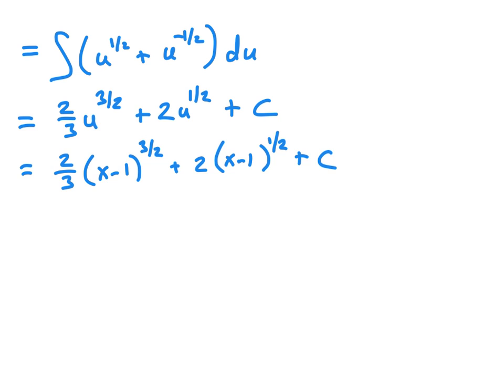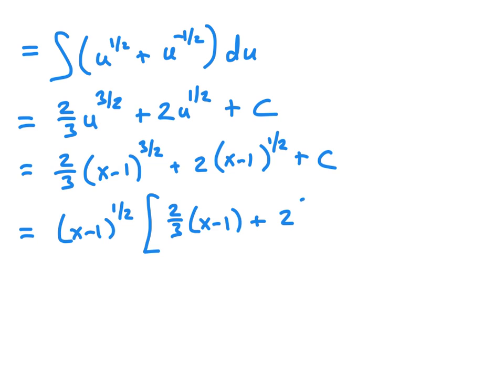It is a function in terms of x, and the derivative is going to be the value in our original integral, x over the square root of x minus 1. But we could simplify this a little bit more just to make it a little bit cleaner. If we wanted to do that, we could factor out the x minus 1 to the 1/2 power. If we factor that out, what we have left is 2/3 times x minus 1 to the first power plus 2, and all of that, again, plus our arbitrary constant c.